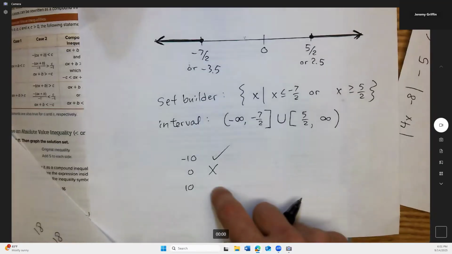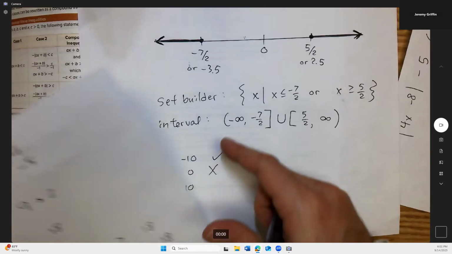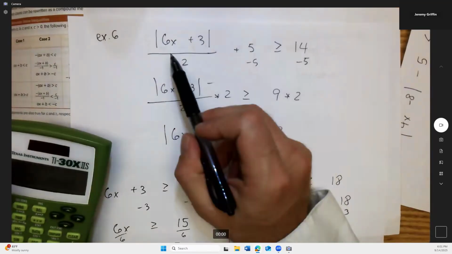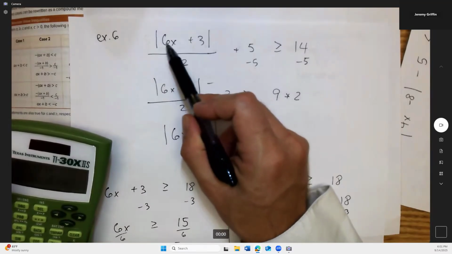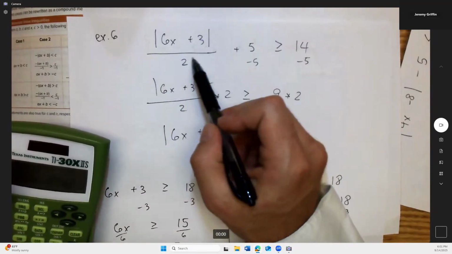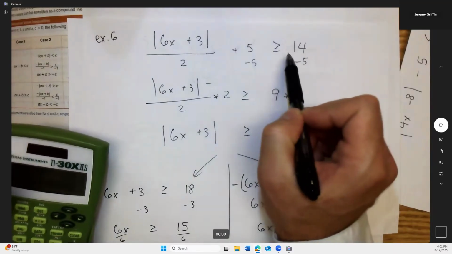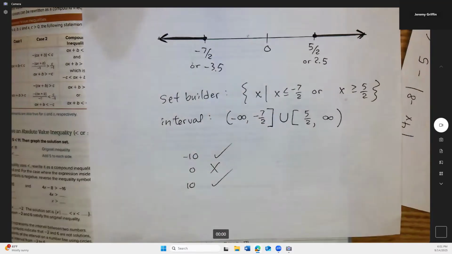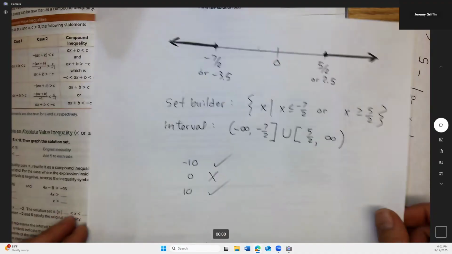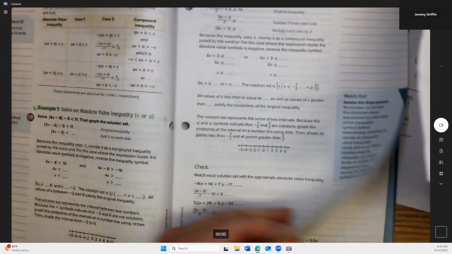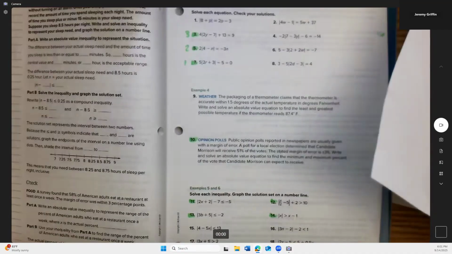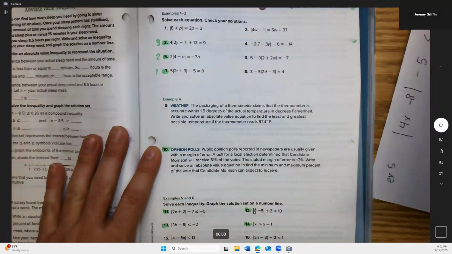That's good. And then +10 should be part of the solution. So if I plug in 10 here, I get 63, which is a really big number, divided by 2. It's like 30 something, plus 5. Definitely bigger than 14. This one also works. Check. And so we're good. That's the solution right there. Okay, let's keep going on.